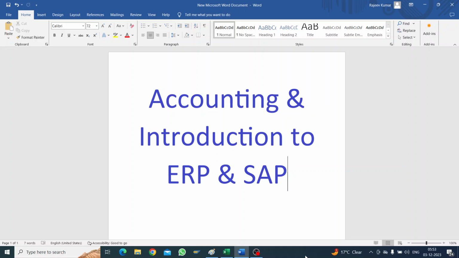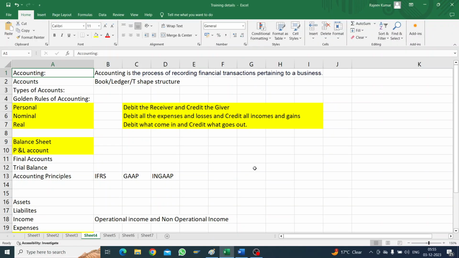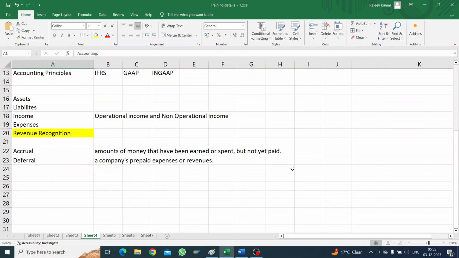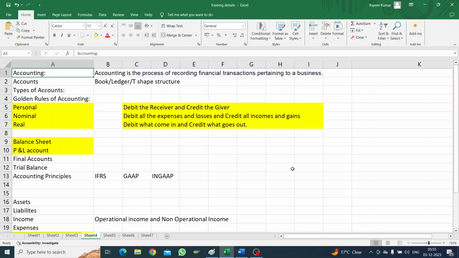Now let's get into the topic of accounting. Let us first understand what accounting is all about, and what an account is. These are the things you see on the screen that we are going to cover, and there are other topics as well which we will cover in today's session. If I scroll down, you can see all these terms, and we will get to know the meaning of them.